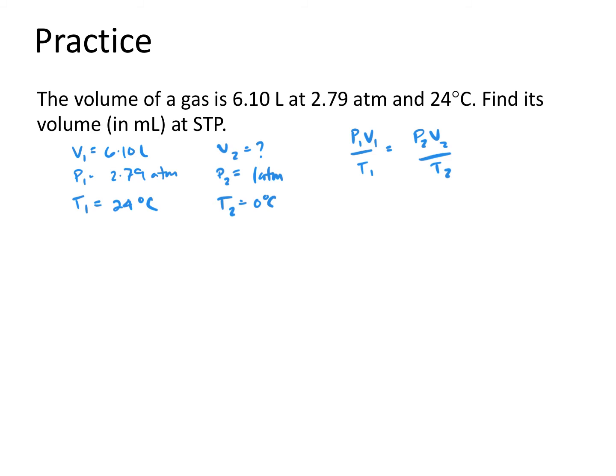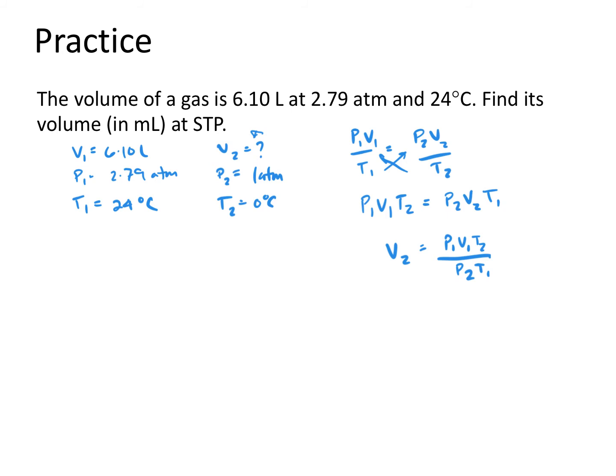Okay, so we know that we're going to cross multiply. That T2 is going to come up to the left and the T1 is going to come up to the right. Okay, and that would give us P1V1T2 equals P2V2T1. Okay, and we want to get V2 all by itself. So V2 is going to equal P1V1T2 all over P2T1. Okay, and this is the equation that I'm going to plug my corresponding variables into.